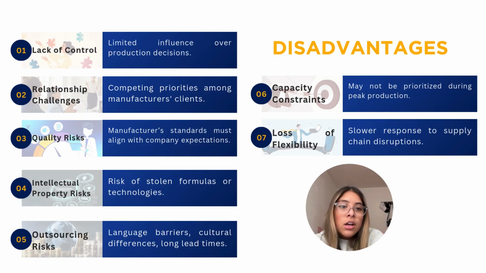And last, we have the loss of flexibility. Without direct control over the manufacturing facility, the company will lose some of its ability to respond to disruptions in the supply chain. It may also hurt their ability to respond to demand fluctuation, risking their customer service levels.